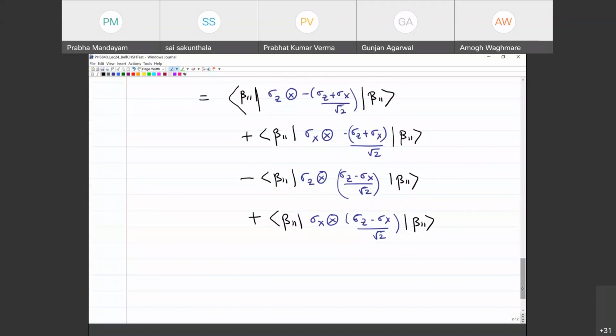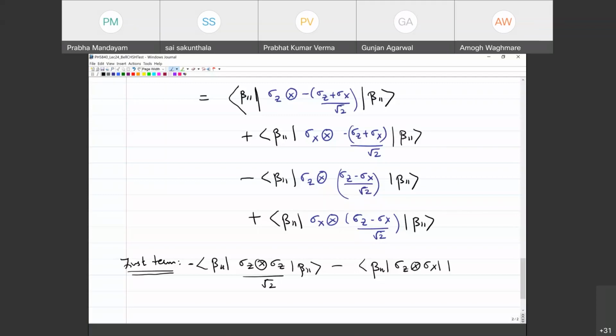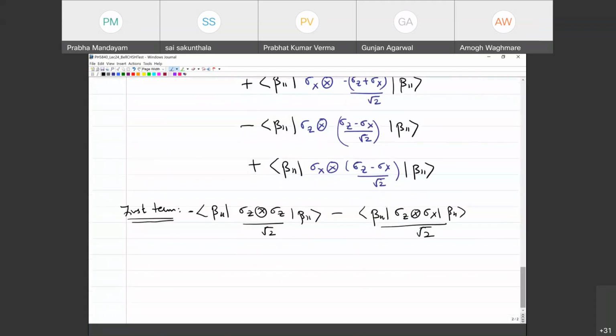Okay, so let's just evaluate the first term. It itself has two terms now. So this is beta 1,1, Z tensor Z, so it's minus Z tensor Z by root 2, right? Minus Z tensor X by root 2. So there are several ways of doing it. One way is to write down what beta 1,1 is here, right? So that is 0,1 minus 1,0. Act your ZZ on that, see what you get, and take the inner product, right?